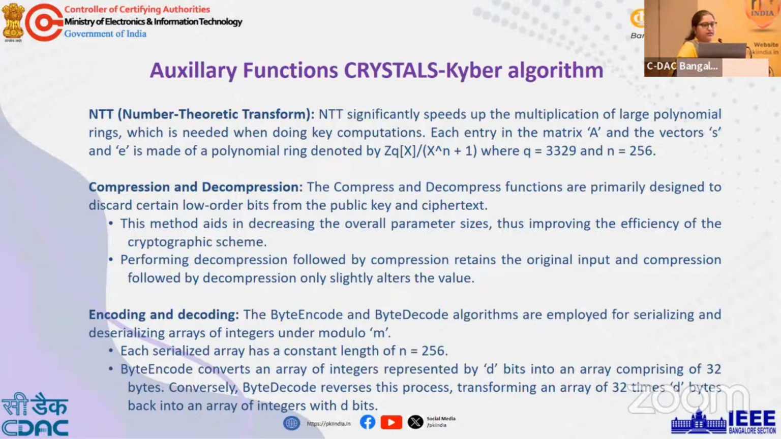And compression and decompression aid in decreasing the overall parameter size, and it is used to discard certain lower bits from the public key and ciphertext. And encoding and decoding is used for the byte encode and byte decode algorithms, which are employed for serializing and deserializing arrays of integers modulo M.